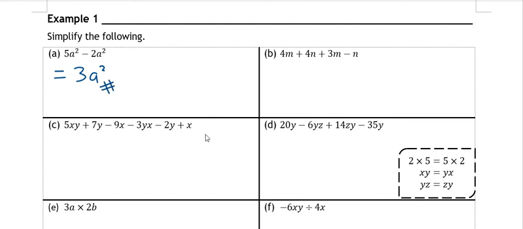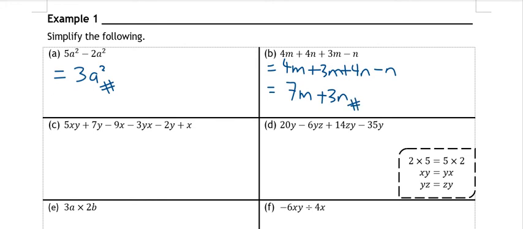Okay. Next one here, you have 4m plus 4n plus 3m minus n. So when you arrange them, 4m will be put next to plus 3m. And then for n, positive 4n, you have to subtract n. So remember that minus n means minus 1n. So here, therefore, you will have 4m plus 3m, 7m. And then plus 4 minus 1 will be plus 3n. So this is your answer already.